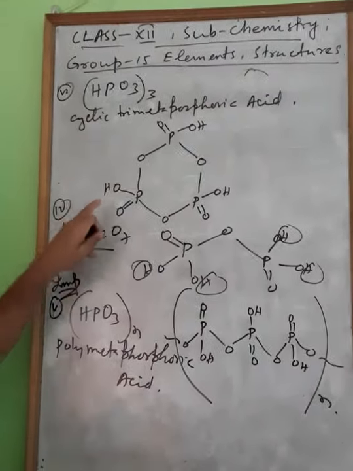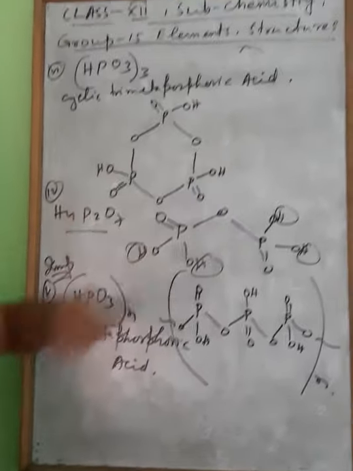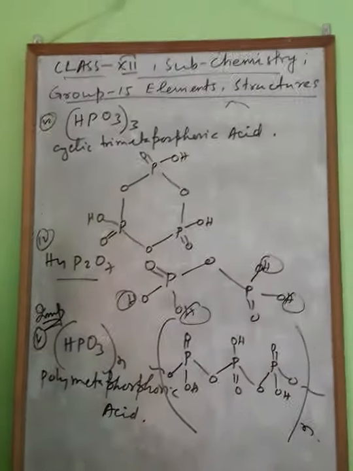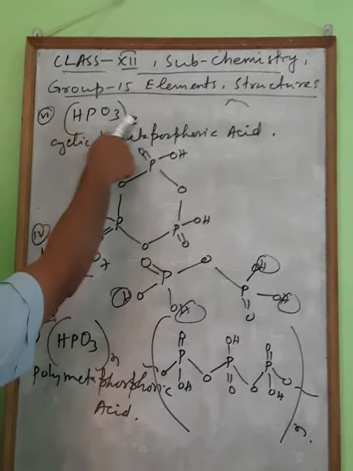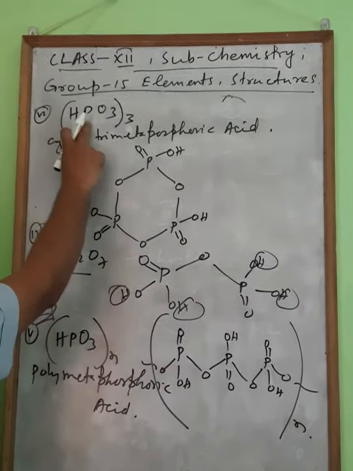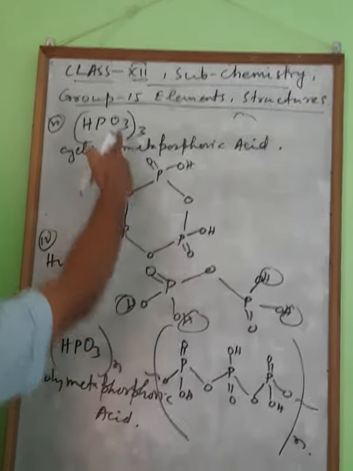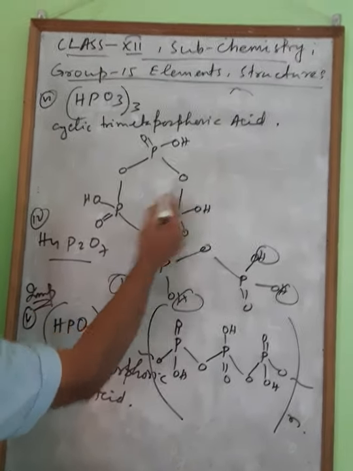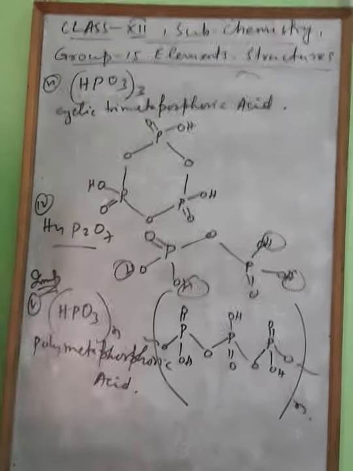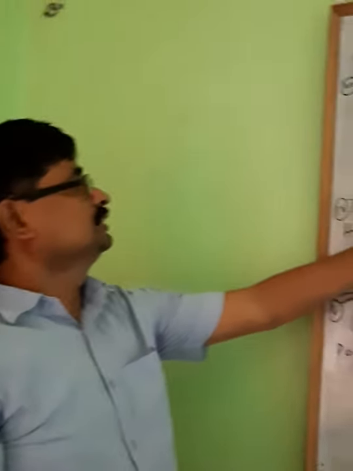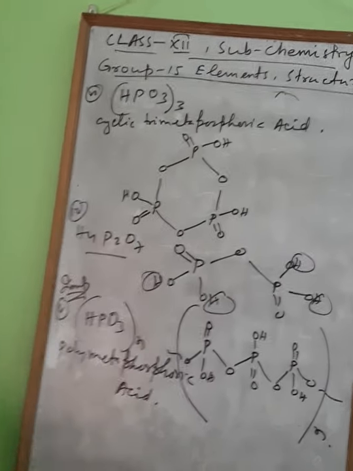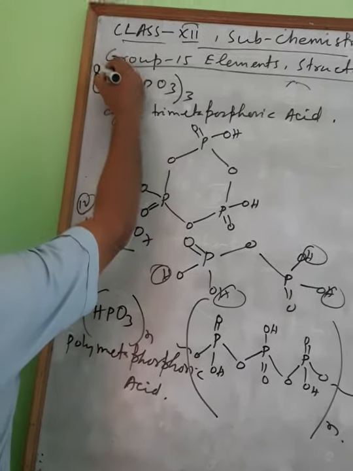Look. How many hydrogens? 1, 2, 3. Okay. Which one did I tell? This one. (HPO3)3. So 3 hydrogens are there. Phosphorus, how many? 3. 1, 2, 3. Hydrogen, oxygen, how many? 3 times 3, 9. 1, 2, 3, 4, 5, 6, 7, 8, 9. Okay. So this is the structure of what? Cyclic trimetaphosphoric acid. Okay, this is also very, very important.